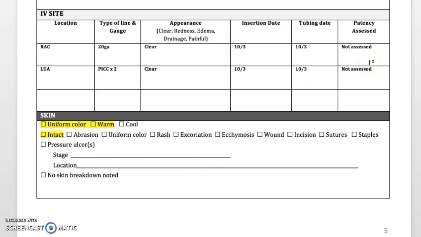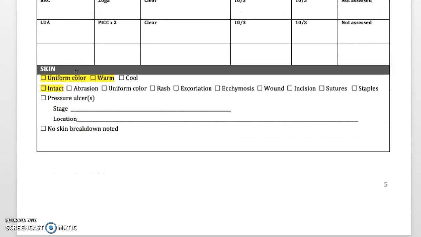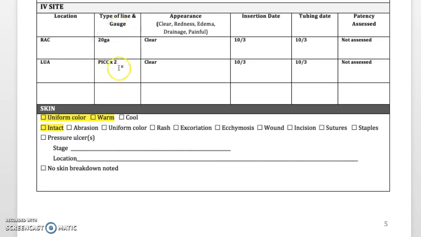We will want to know where they are located on the body. So you can write not assessed. A lot of our patients will have PICC lines or central lines, so we'll have to document that. When you say what type it is, as far as a PICC line, you want to say how many lumens it has. So times 2 means 2 lumens, or times 3 means 3 lumens.